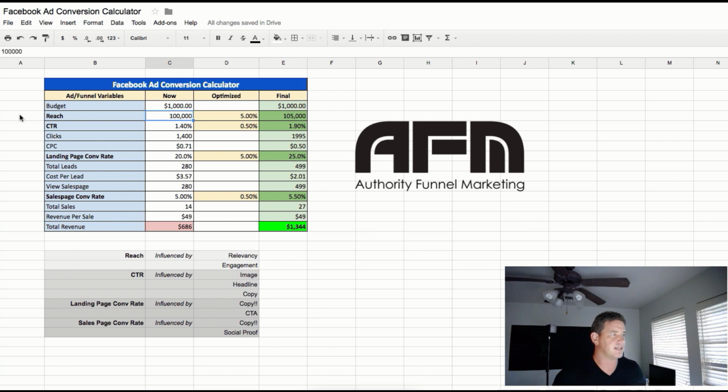So a lot of times, a baseline reach is going to be about a $10 CPM. And that fluctuates wildly, okay? So this is just an example, and it's based on what I see a lot across the board. So your reach with that $1,000, you can count on it being roughly 100,000. Okay, so how do you influence reach?